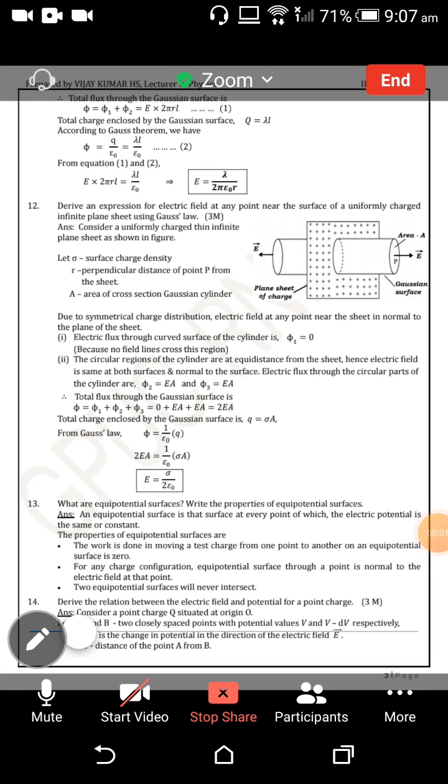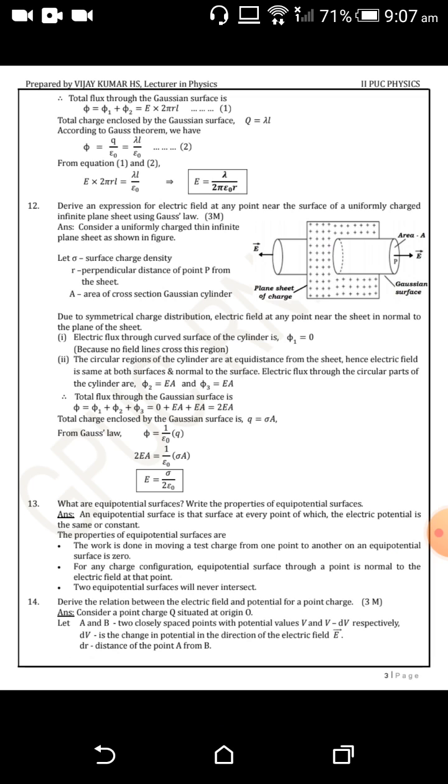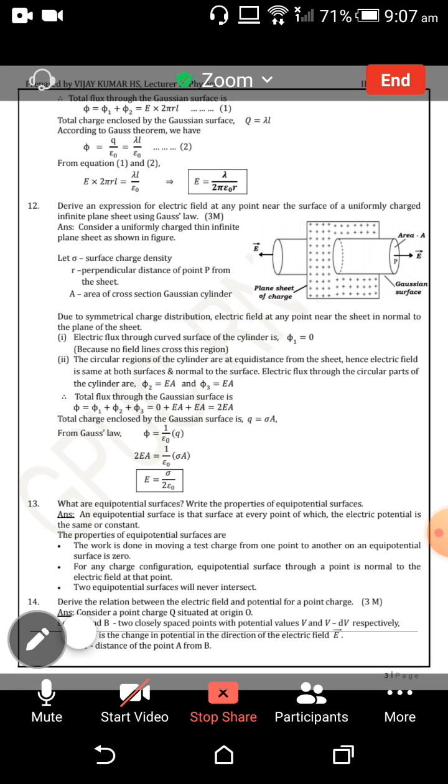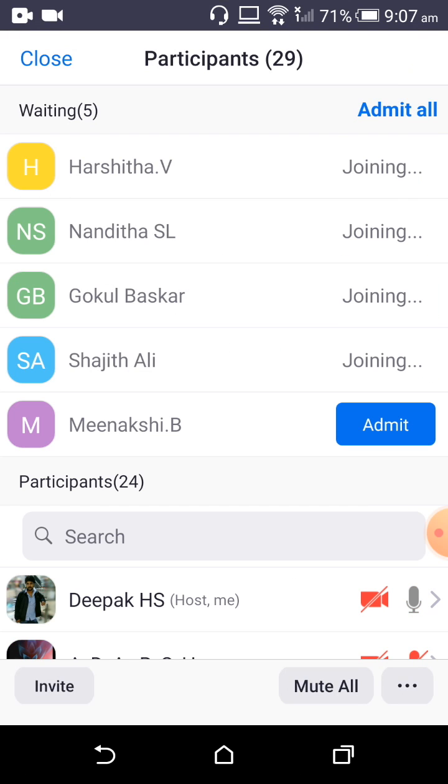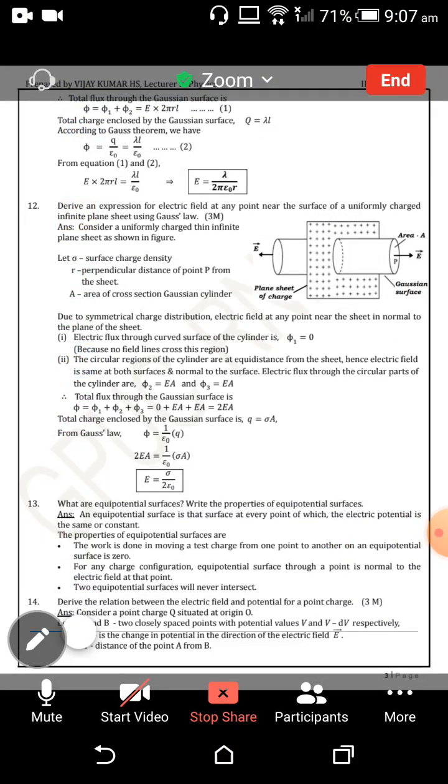Okay, so we will start with the derivation, that is, derive an expression for electric field at any point near the surface of a uniformly charged infinite plane sheet using Gauss law. Okay, fine. Now coming to this, as you know, we need to find the electric field at any point near the surface of a uniformly charged infinite plane sheet.